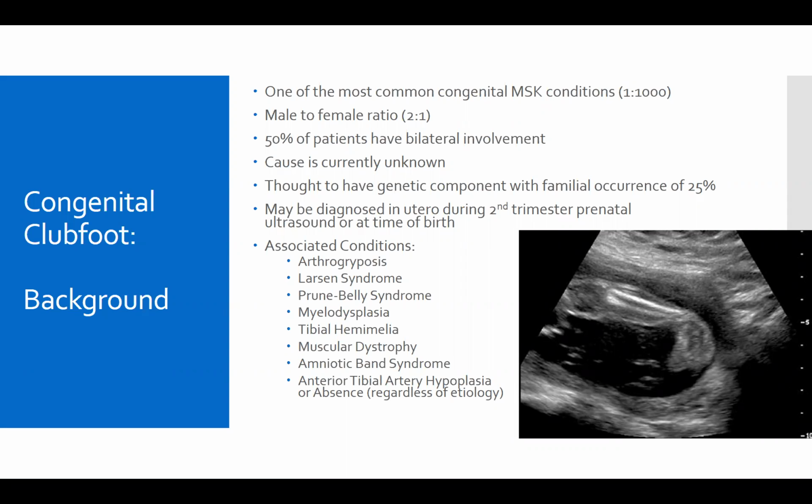It may be diagnosed in utero, typically during the second trimester prenatal ultrasound, or at the time of birth. There are quite a few associated conditions, but some of the more common ones are arthrogryposis, myelodysplasia, tibial hemimelia, muscular dystrophy, and amniotic band syndrome. Interestingly, for a few of our clubfoot kids, regardless of the etiology, whether it's idiopathic or associated with a syndrome, have been found to have anterior tibial artery hypoplasia or absence.